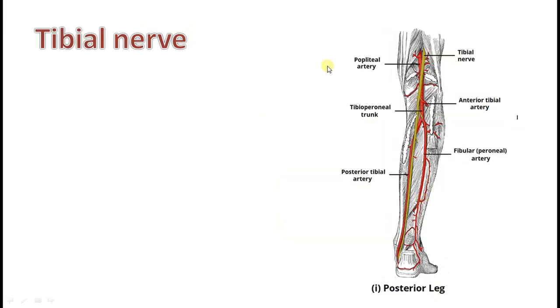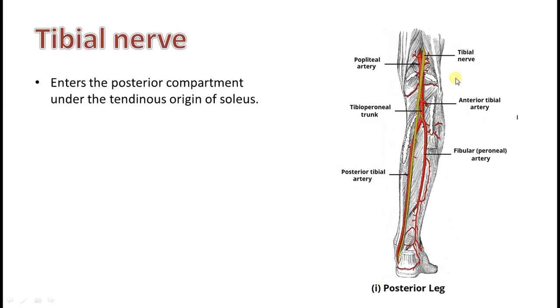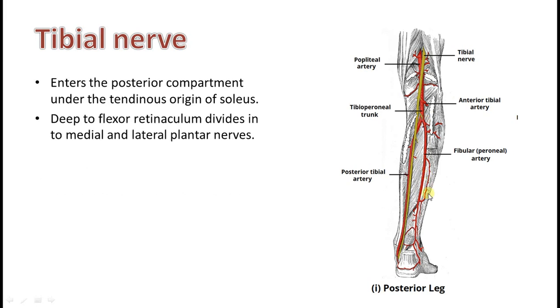The tibial nerve, you are able to see here, enters the posterior compartment on the tendinous origin of the soleus, passing deep to soleus. The tibial nerve and the posterior tibial vessels enter the posterior compartment of the leg by passing deep to the soleus. Deep to the flexor retinaculum, it is going to divide into medial and lateral plantar nerves. So the posterior tibial artery divides into medial and lateral plantar arteries, and the tibial nerve divides into medial and lateral plantar nerves.